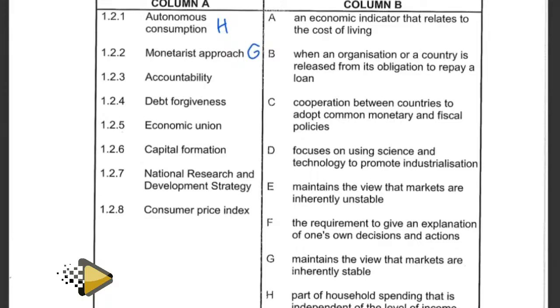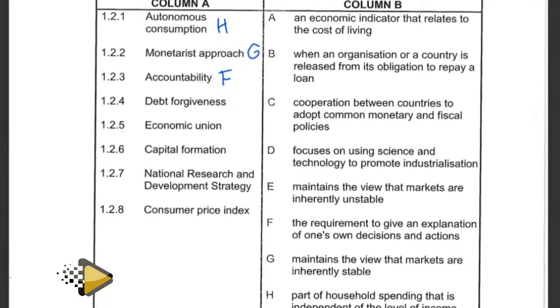The next question, 1.2.3, is accountability. When we talk of accountability, we refer to an explanation of one's own decisions and actions, when you take charge of your actions or your decisions. If we check the list of options given in column B, the appropriate answer is going to be F. Okay, thank you, grade 12.